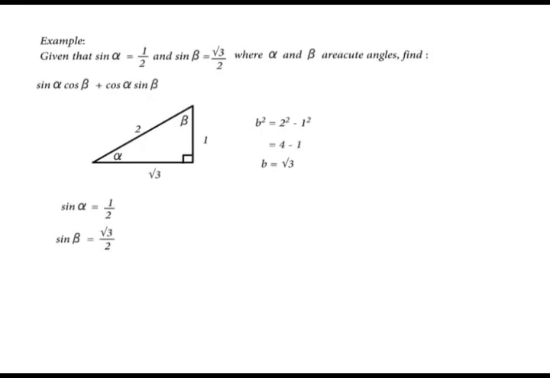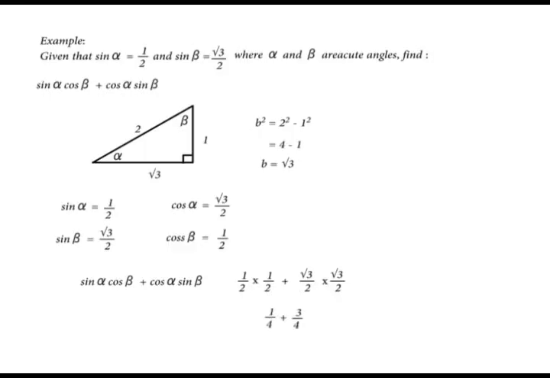With this now, we can find all the trigonometric ratios. Cos alpha will therefore be equal to root 3 over 2, adjacent over hypotenuse, and cos beta will be equal to 1 over 2. Therefore, we shall have 1 over 2 times 1 over 2 plus root 3 over 2 times root 3 over 2. That gives us 1 over 4 plus 3 over 4, and that is equal to 1.